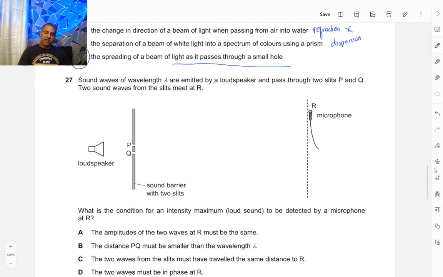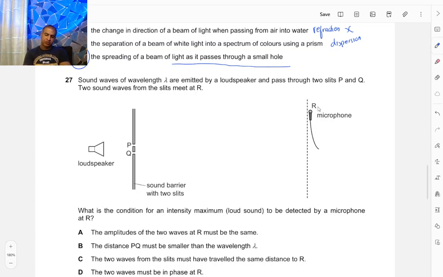A sound wave of wavelength lambda is emitted by loudspeakers and passes through two slits P and Q. Two sound waves from the slits meet at R. Okay, so this is the position where these sound waves travel and meet. What is the condition for an intensity maximum, a loud sound, to be detected by the microphone at R? The amplitude maximum, they must add constructively, right? So the amplitudes must add.